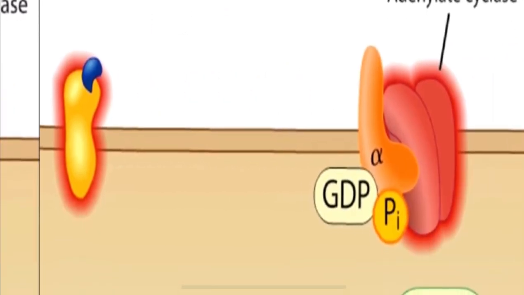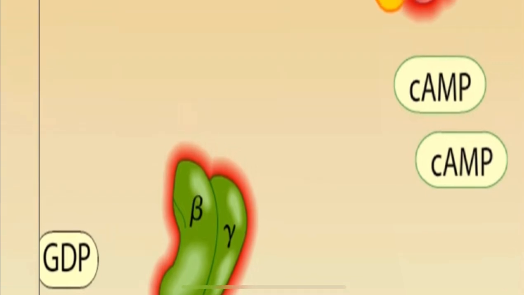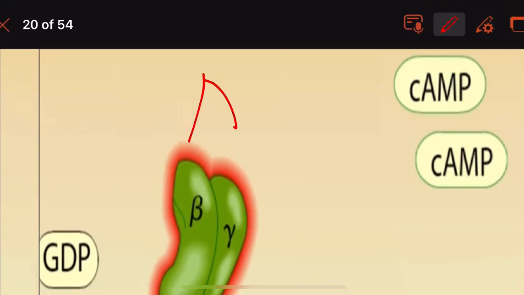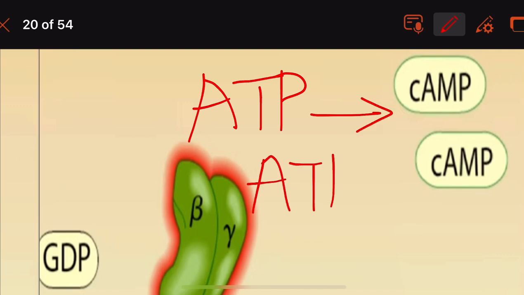It will convert the ATP into cAMP. Now what happens? The activated adenylate cyclase will convert the ATP into cAMP. ATP gets converted into cyclic AMP.